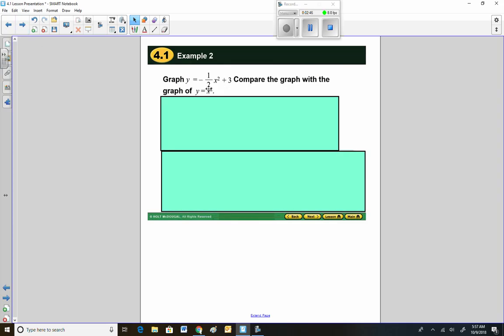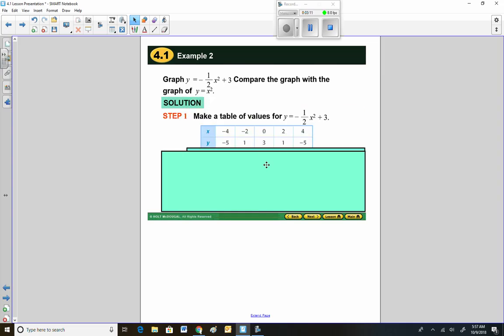Now, what happens if we take this nice little parent function and put negative half x squared plus 3? Well, the negative is going to flip it upside down, so it's going to open down. The 1/2 will make it open wider, farther from the y-axis, because it's a fraction. And the plus 3 is going to move it up 3. The vertex is going to be at 0, 3.